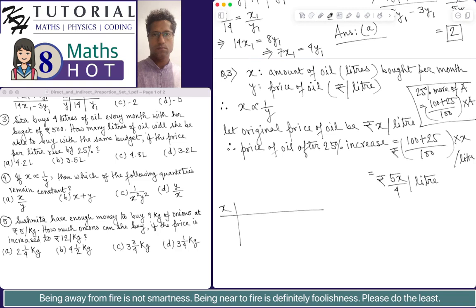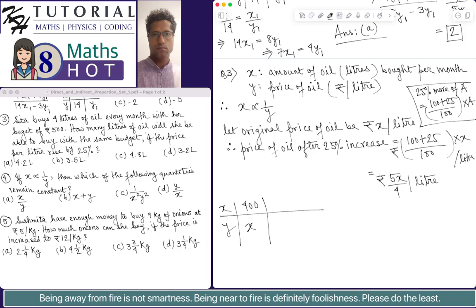X and Y. Initially, it says that Sita buys 4 liters of oil every month when the price has not increased, that is the original price. So I can write 400 and the price of oil as rupees X, because this is what we are assuming, that the original price of the oil per liter is rupees X. So we have these corresponding values. Now it is asking how many liters of oil will she be able to buy with the same budget if the price per liter rises by 25%.